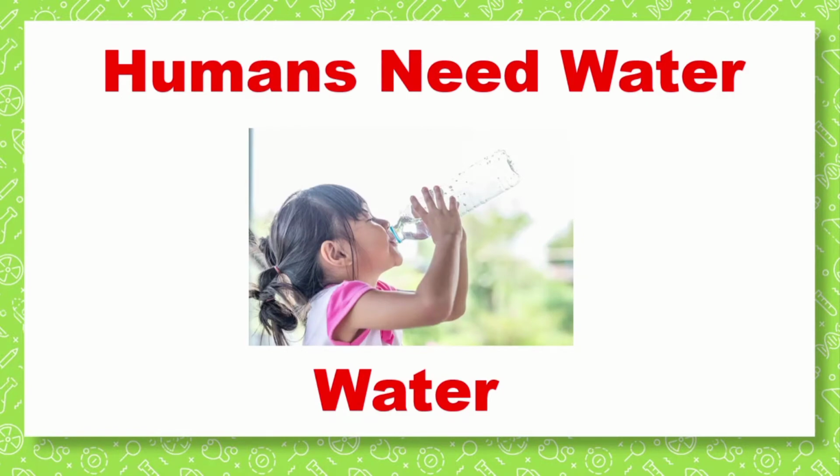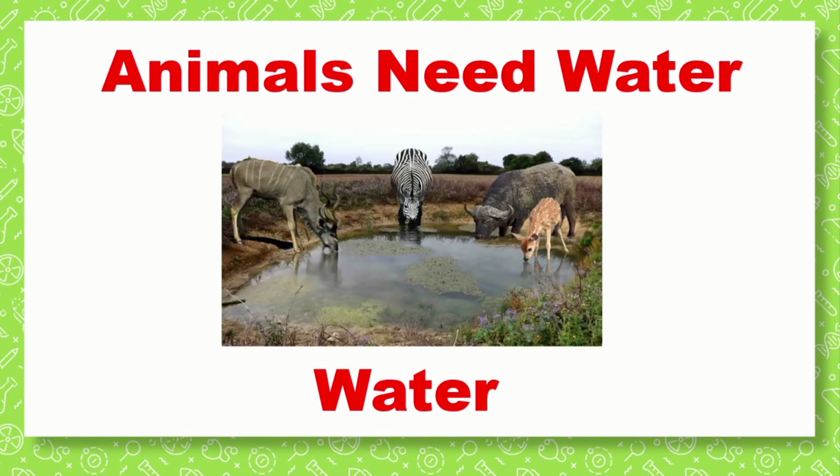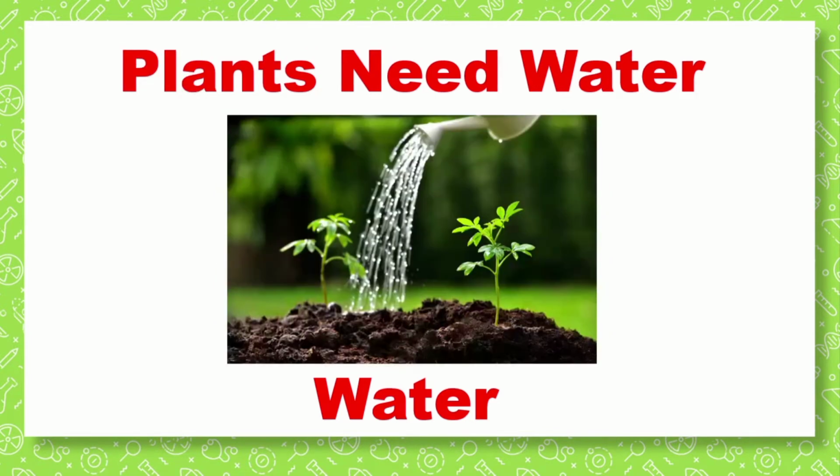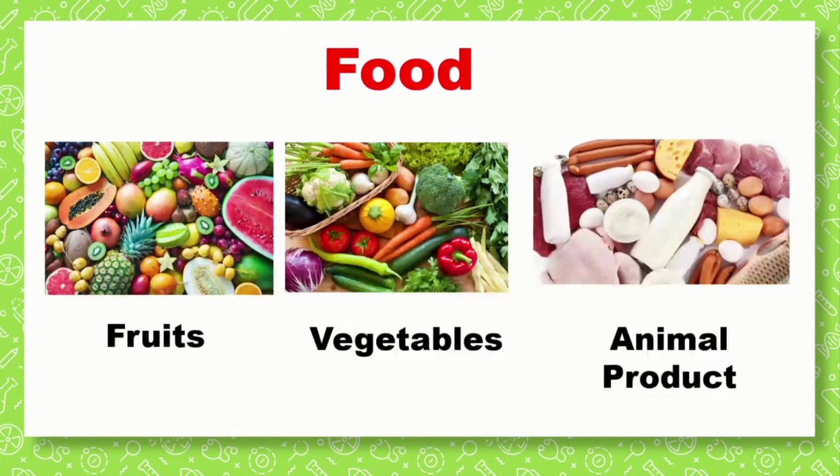Humans need water to drink every day. Animals also need water. And plants need water. Water is very important and water is a resource. Next is food. We need food. We eat fruits, vegetables, and animal products.